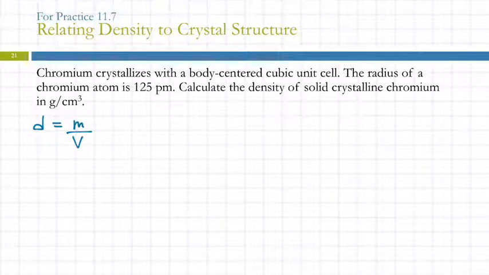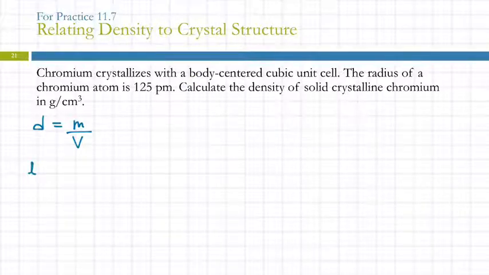Well, we're not given a mass, we're not given a volume. We're given a radius of an atom and the name of a unit cell. Earlier we calculated the volume of a unit cell, right? So we could do that again. Now this one kind of messes with us because here we're talking about a body-centered cubic unit cell when we just discussed the face-centered, okay? So we have to use the correct length.